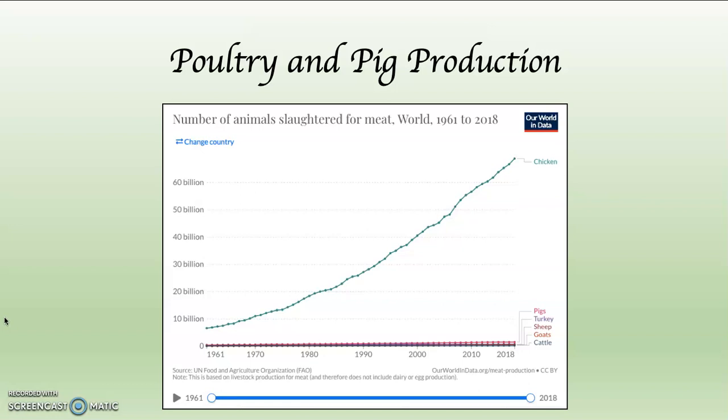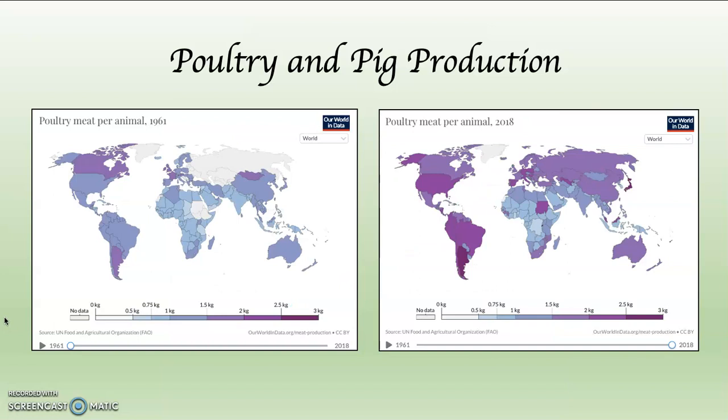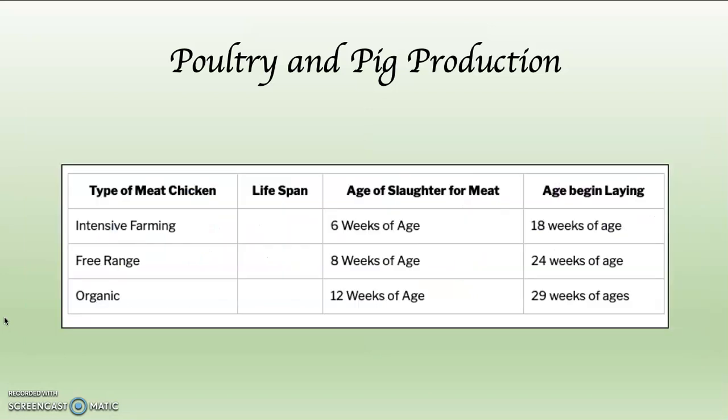But look at the chickens, the way chicken meat has really increased in terms of what we consume as human beings. Now look at poultry meat per animal, 1961 and 2018. And notice what's happened. The amount of meat per animal has increased, which means we have engineered the chickens themselves to be bigger and produce more meat. And actually, in a shorter amount of time, when you have very intensive commercial agriculture, it takes about 6 weeks from the time the animal is hatched until when it is slaughtered.